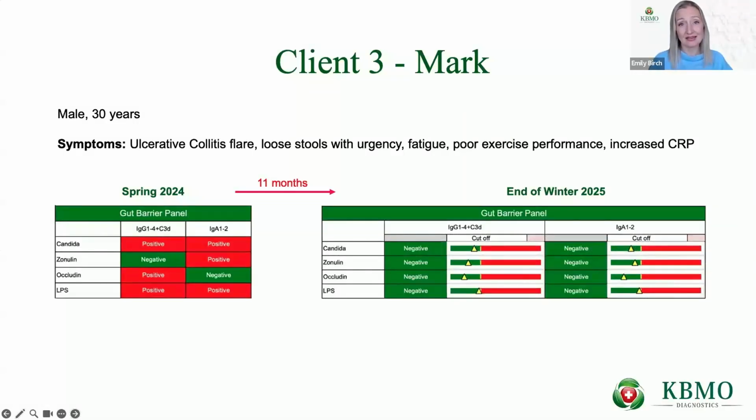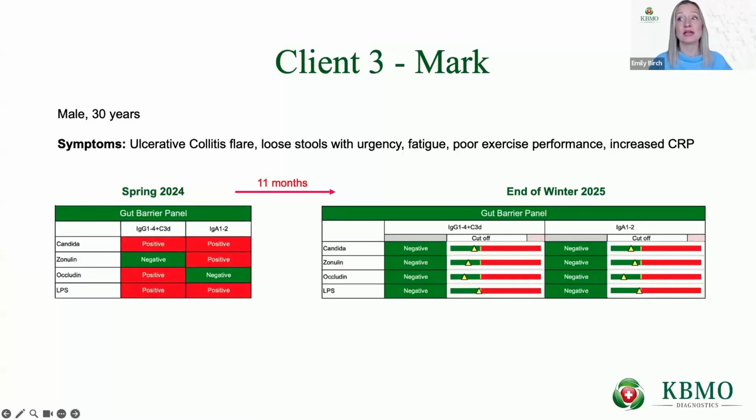Eleven months later, his nutritional therapist had managed to bring his gut barrier panel markers all back into negative, all back into the green, which was fantastic. Now, it was really interesting because at the Gut Protocols event in London last week, when I showed everybody this slide, I could see some of the faces at this brilliant transformation, but the fact that it took 11 months.